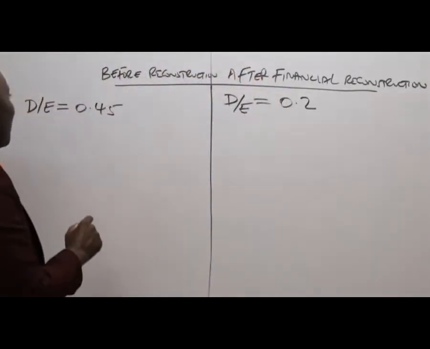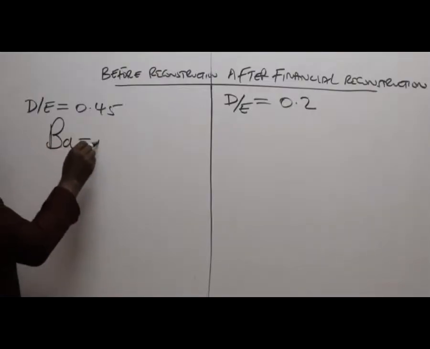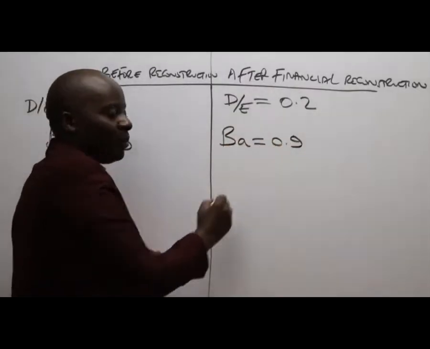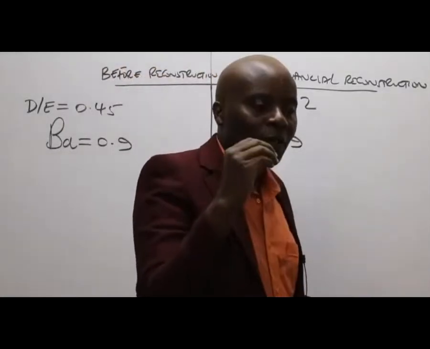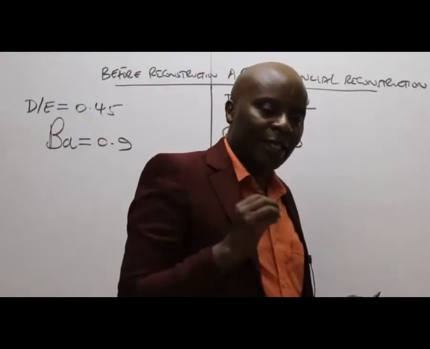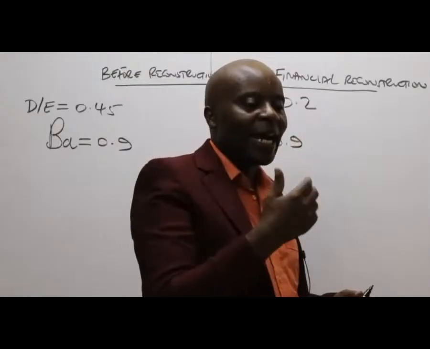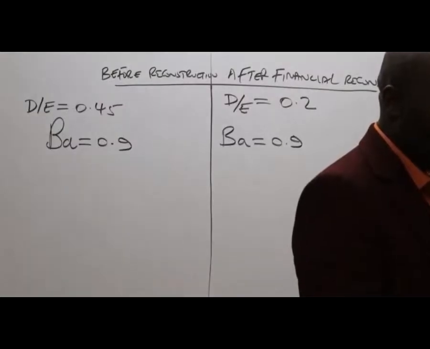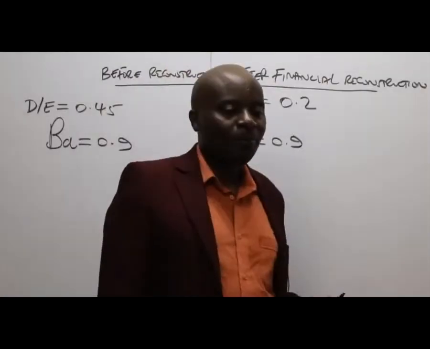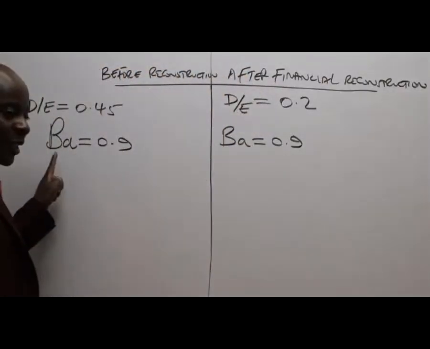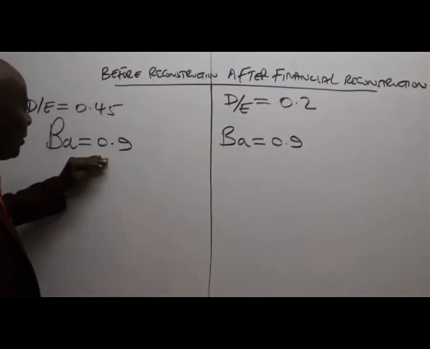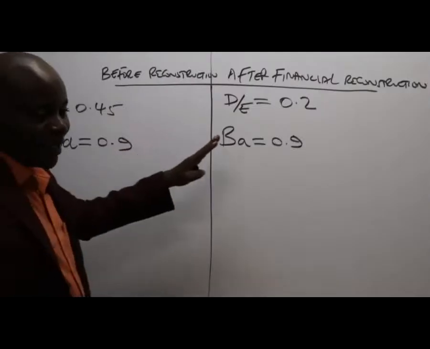And then the other thing they have told me is that beta assets will not change. Beta assets between the two will be the same, because when we are talking of beta assets, we are talking of the beta of that organization that doesn't have debt. Ladies and gentlemen, remember that beta assets is the same as the unlevered beta. You have already written that down: this is beta assets, which is the same as unlevered beta. So if it's unlevered beta, it doesn't matter what debt this organization has. Unlevered beta for both of these scenarios will be 0.9.